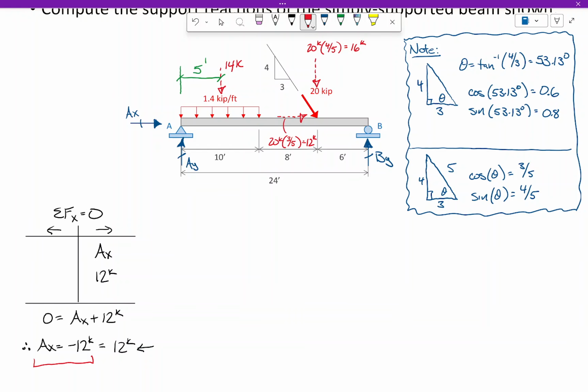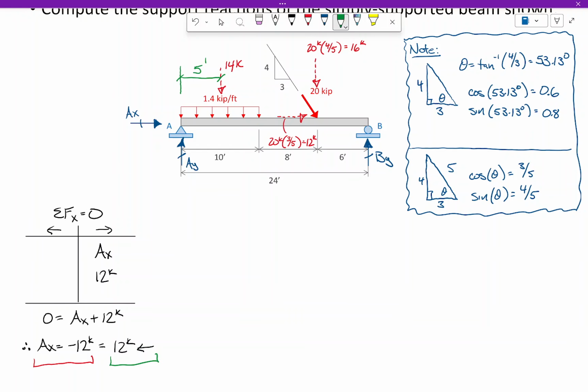Okay. I assumed that AX was acting to the right. I got a negative answer. What if you assumed that AX was acting to the left? What would you get right here in red? AX equals positive 12. What I am saying is that at the end of the day, this part doesn't really matter.